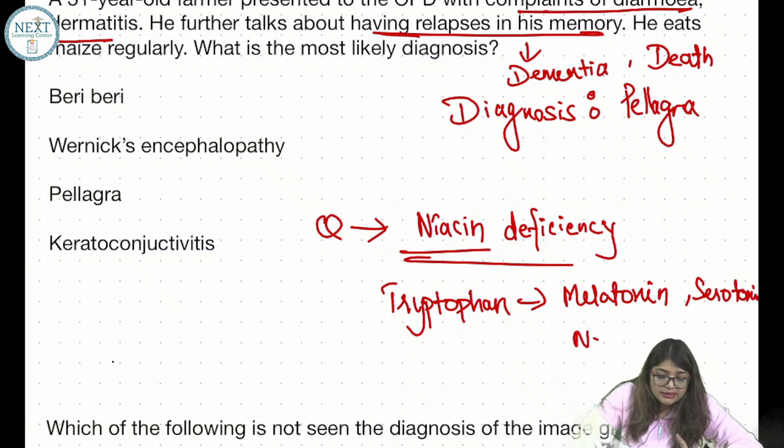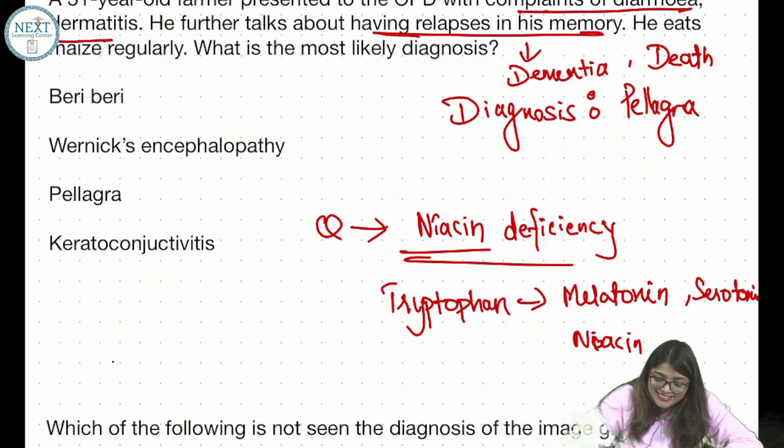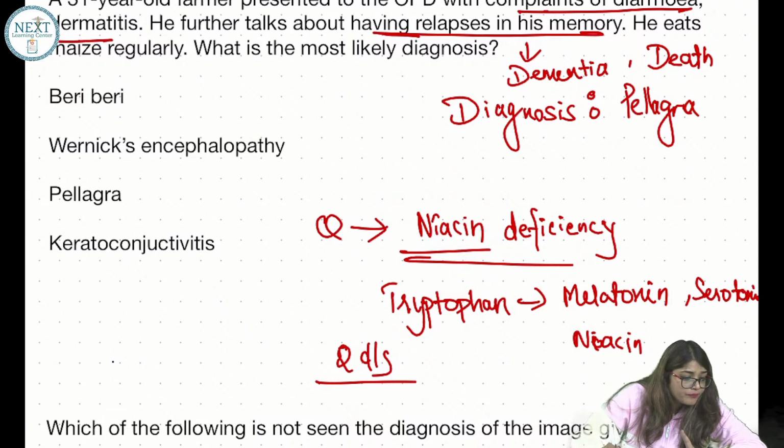And finally, niacin, right? Melatonin, serotonin, niacin. Say it with me. Melatonin, serotonin, and niacin, right? Very good. So, tell me 2 diseases associated with pellagra-like symptoms.